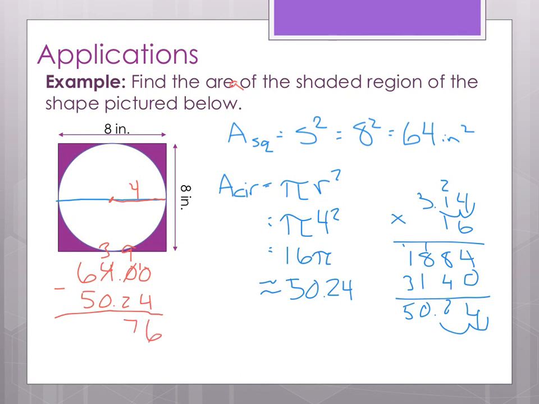9 minus 2 is 7. I'm going to bring down that decimal. 3 minus 0 is 3. And 6 minus 5 is 1. So our leftover area is going to be approximately 13.76 inches squared.